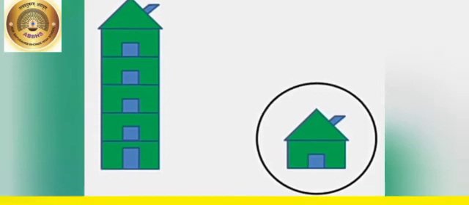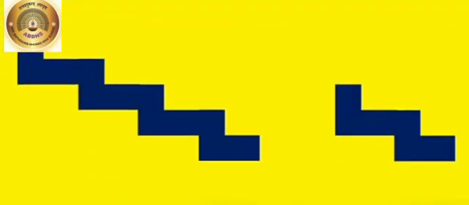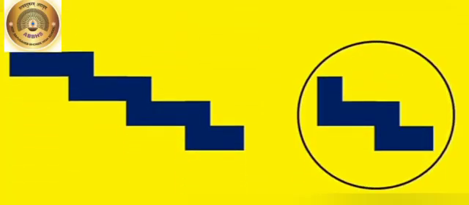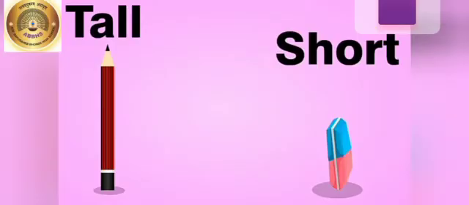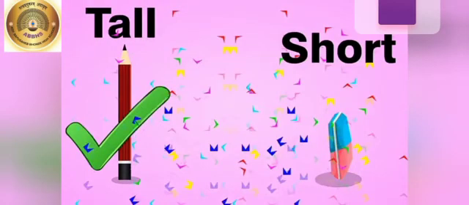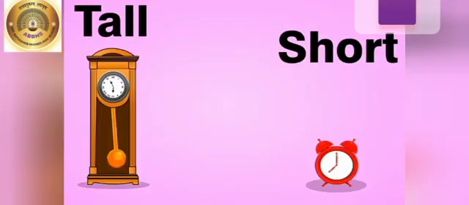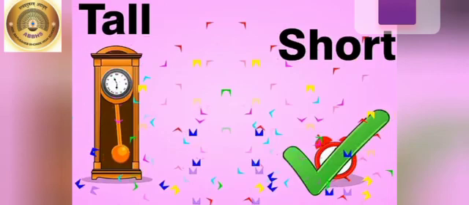Now again circle the short object. Which is the short object? Yes, this is the short object. Now which object is tall? The pencil or the eraser? Yes, the pencil is tall. Now here which clock is short? Yes, this is a short clock.